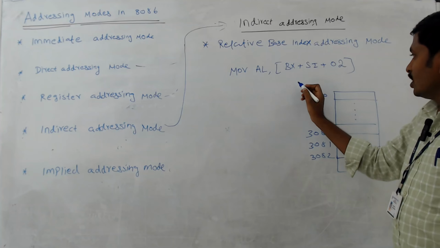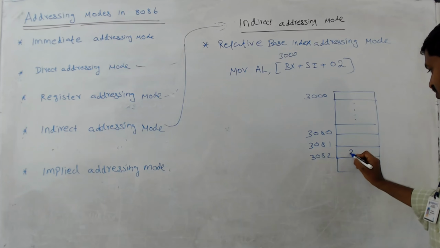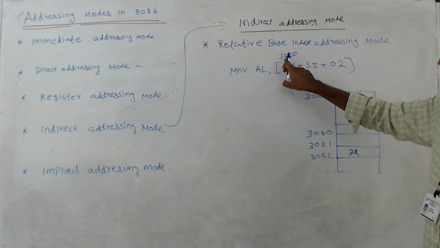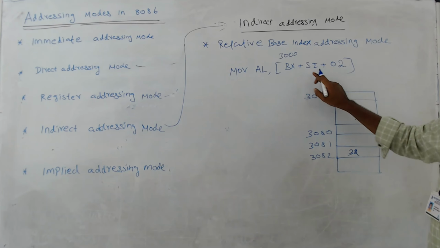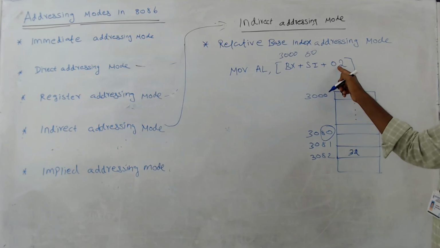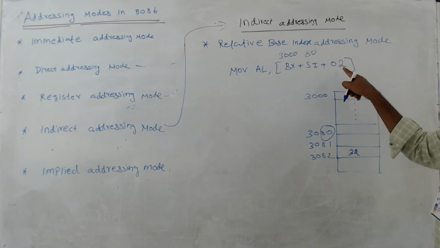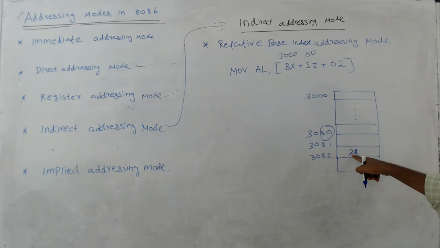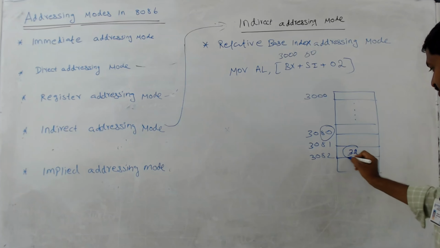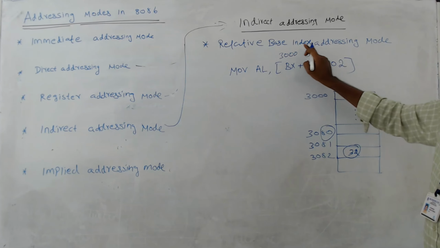For example, BX is 3000. Actually I want to access my data from 3082. In 3082 I have the data 32. To access it, I will assign my base register value as 3000, and then my source index value as 80, and then plus the displacement value 2. So 3082, whatever content is available in the 3082 address location, will be moved to the AL register. That means here I have stored 32, which will be moved to the AL register. This is called the relative based index addressing mode.